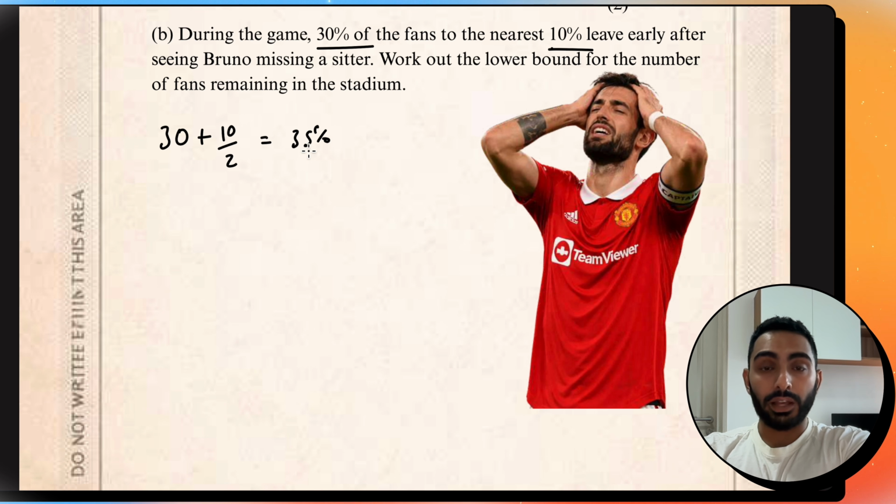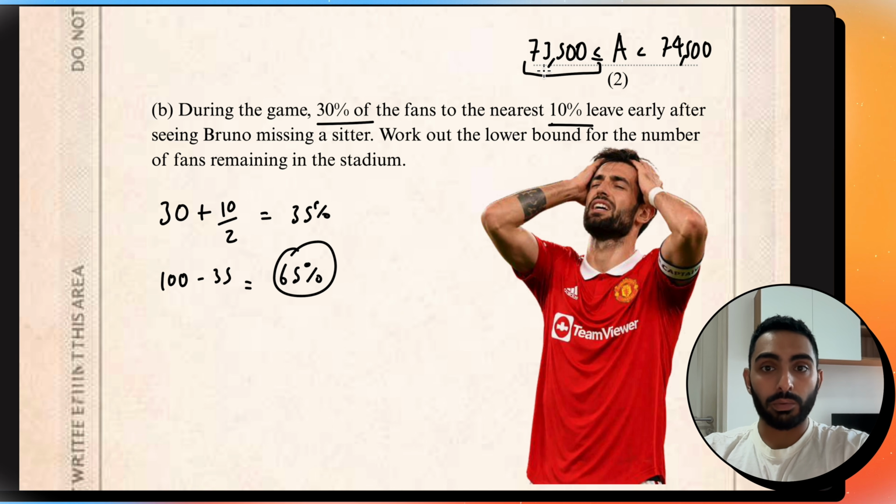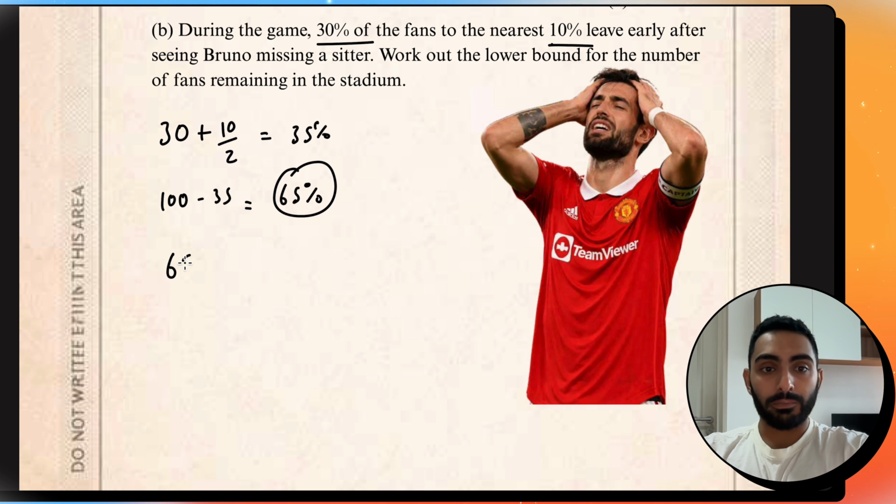We want to imagine 35% are leaving. What percentage would still be left in the stadium? It's going to be 100 take away 35%, which is 65%. We're going to imagine that 65% are still left in because that's the lowest amount that could have been left in. I'm going to use the smallest number of fans, which would be this number here, 73,500. We're finding 65% of 73,500. This question will probably be a calculator.